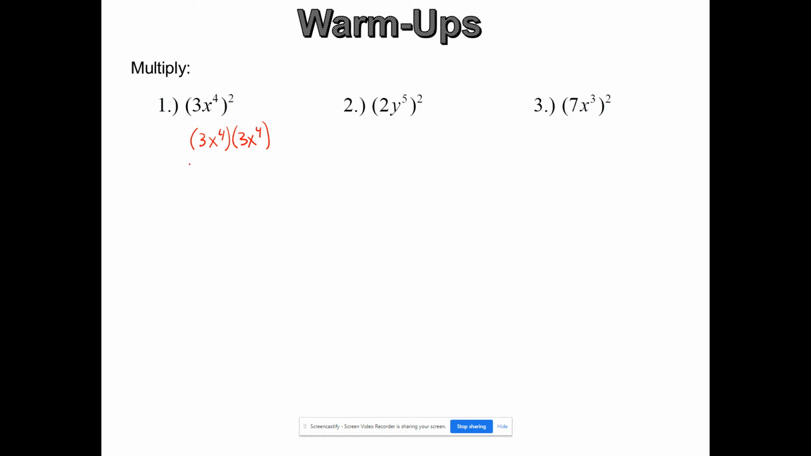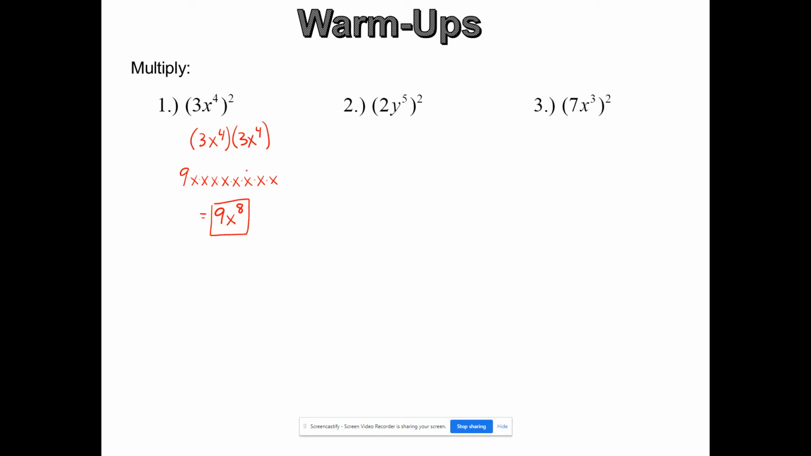So 3 times 3 is 9. And then I've got 4 x's: 1, 2, 3, 4. And then I have 4 x's here. So 1, 2, 3, 4. So instead of 9x times x times x times whatever, we can write this as 9x to the 1, 2, 3, 4, 5, 6, 7, 8. 9x to the 8th power.